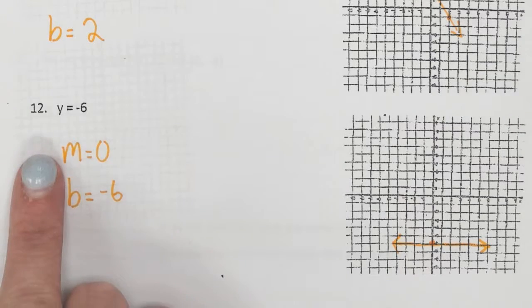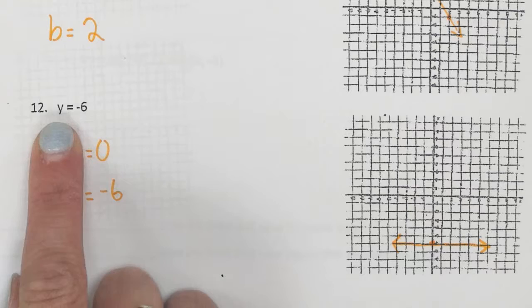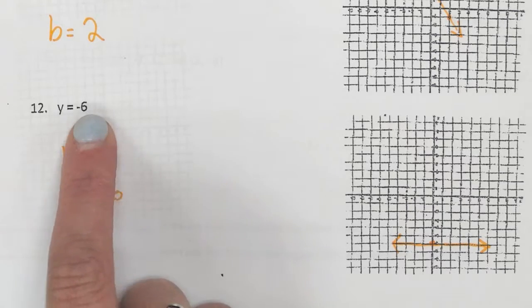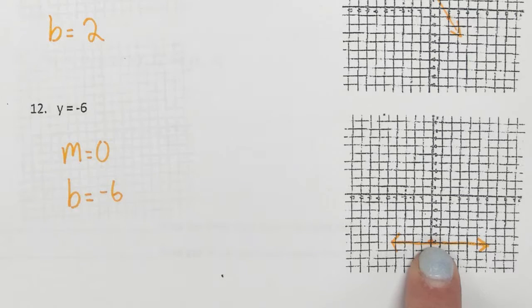All right, what about 12? 12, what axis does it tell us to go to? The y at what number? -6. So I'll go down here, -6 on the y, and then it has no choice but to be a horizontal line. Are y'all okay with that?